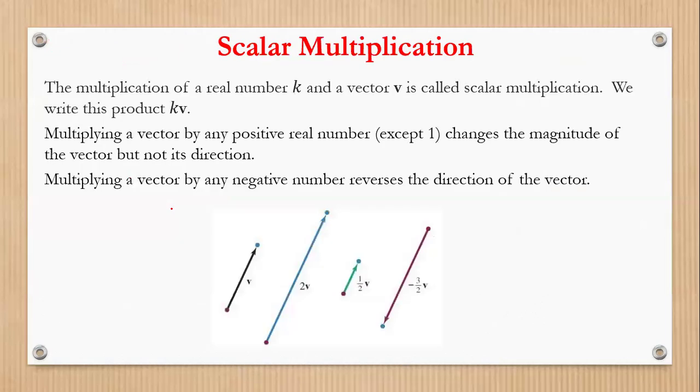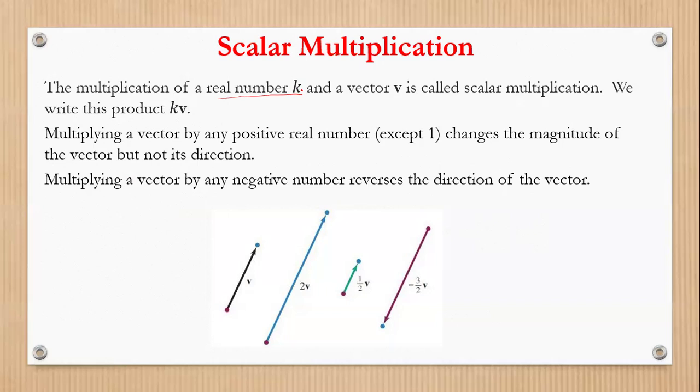Scalar multiplication. Scalar multiplication means multiplying a number with a vector. So like number 2, you have vector v, and they ask you to find the vector 2v. That's a scalar multiplication. We have a real number k, which can be any number: a positive, a negative, a radical, a fraction. When we multiply a real number by a vector, we call this product a scalar multiplication.